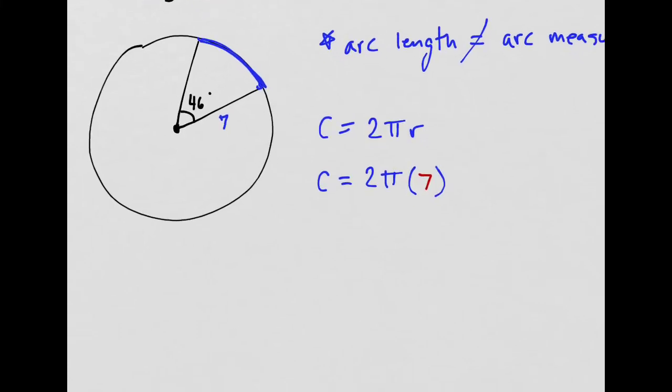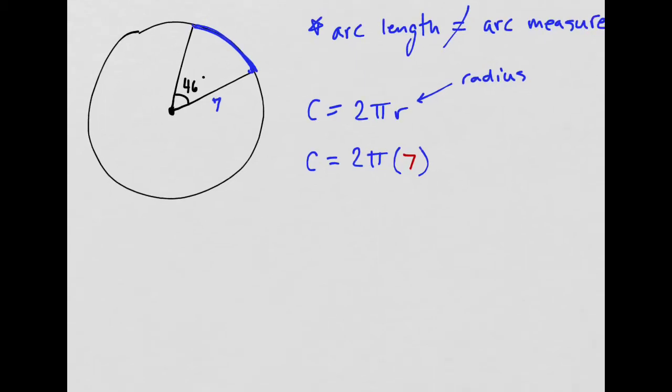So 2 pi r. Or you can say pi times the diameter, because the diameter is the distance from there to there. And we know that r is the radius. So the entire circumference is going to be 14 pi. Whatever that unit is, if I multiplied by pi and got an approximation in the calculator, it would be approximately 43.98 units. But I'm not going to worry about that right now. I'm going to leave it in terms of pi.